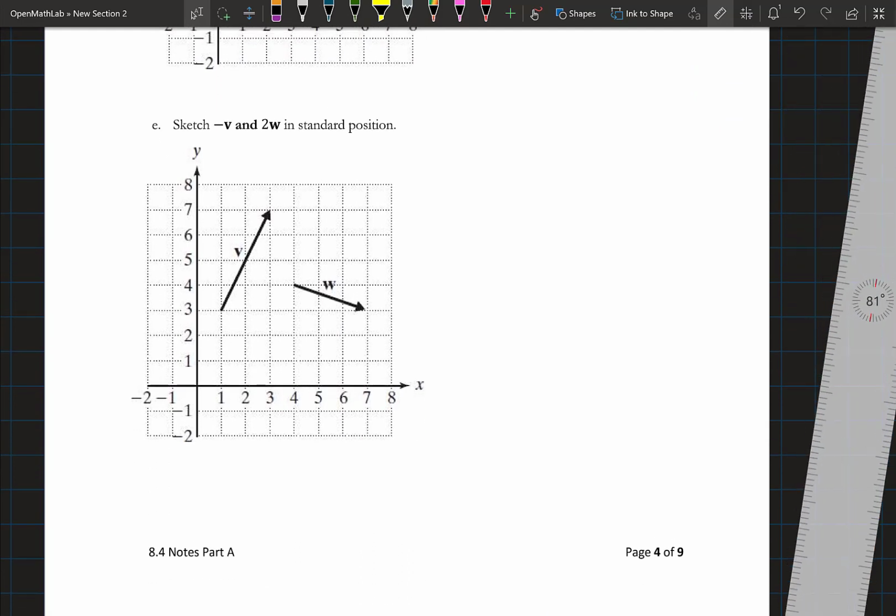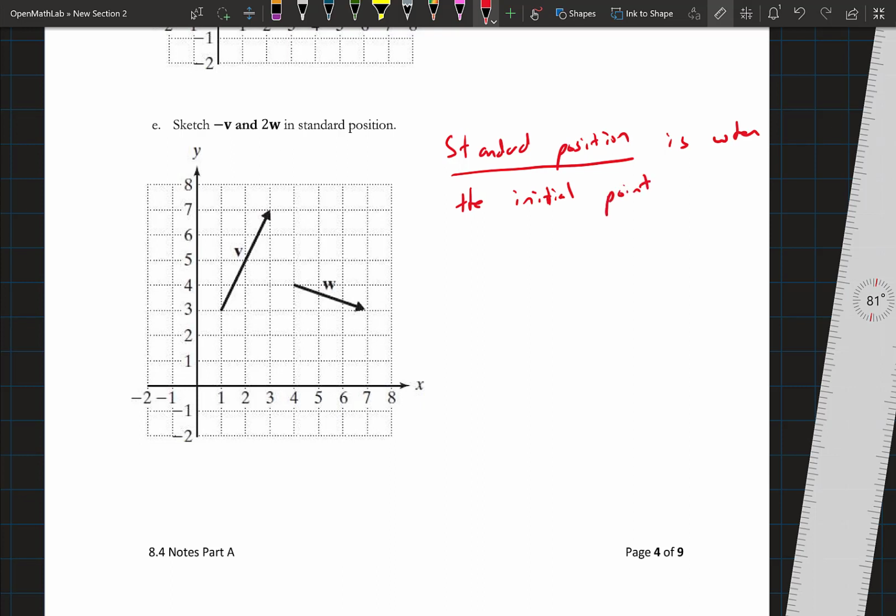Right? Now the next one's a little different. I have negative v and 2w. I want to sketch both of those in standard position, right? So remember, just as a note, that standard position is when the initial point is at the origin. So we know what negative v already is from the previous example.